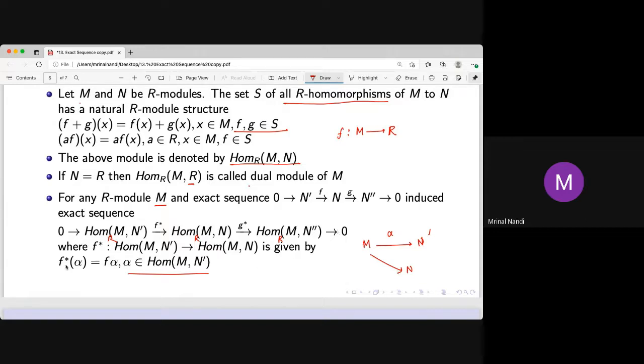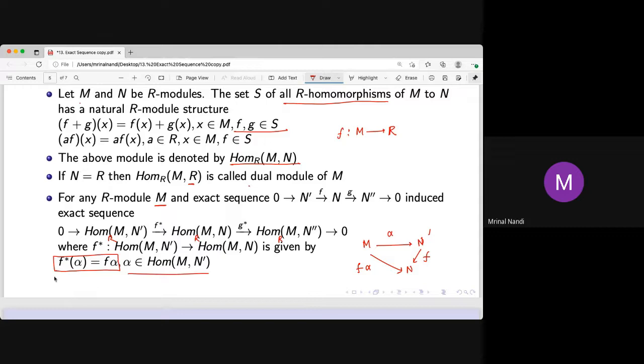So what will f star be? F is here from N dash to N. So we define f star alpha as f compose alpha. So f compose alpha is this composition map from M to N. Since alpha is an R homomorphism from M to N dash, and f is an R homomorphism from N dash to N, f compose alpha is an R homomorphism from M to N. So we define f star alpha as f compose alpha.